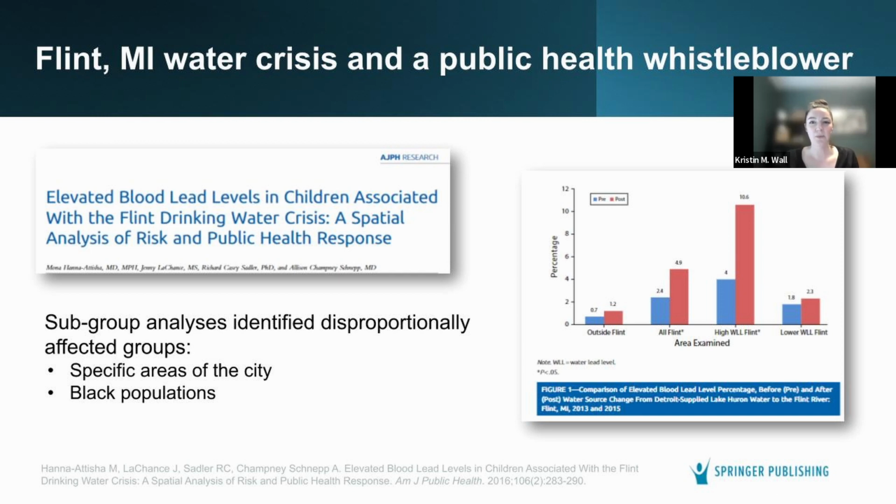So continuing on with this example, ultimately, Dr. Hanna-Attisha published her findings showing much higher blood lead levels in children after Flint changed its water source supply from Lake Huron to the Flint River. The figure we're showing here shows the prevalence of elevated blood lead levels in children on the y-axis before, that's the blue bars, versus after, that's the red bars, the water source change.